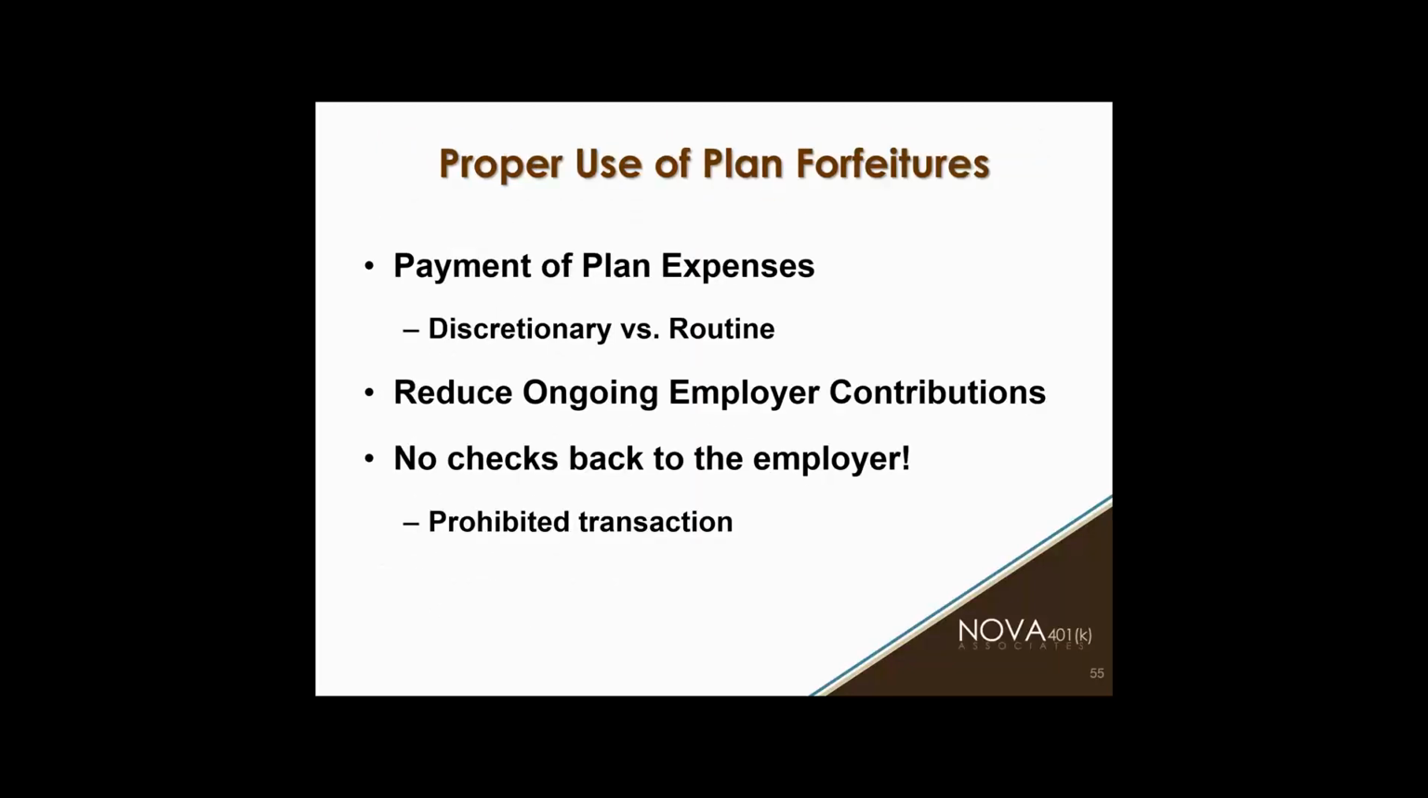If you have a forfeiture account, again, the non-vested piece of the match that the company retains. So somebody leaves and they're not 100% vested in the match. What do you do with these forfeitures that you took from the person? They go into a holding account at your investment provider, and you can then use them to either offset routine discretionary plan expenses, or you can use them to offset your ongoing employer contributions.